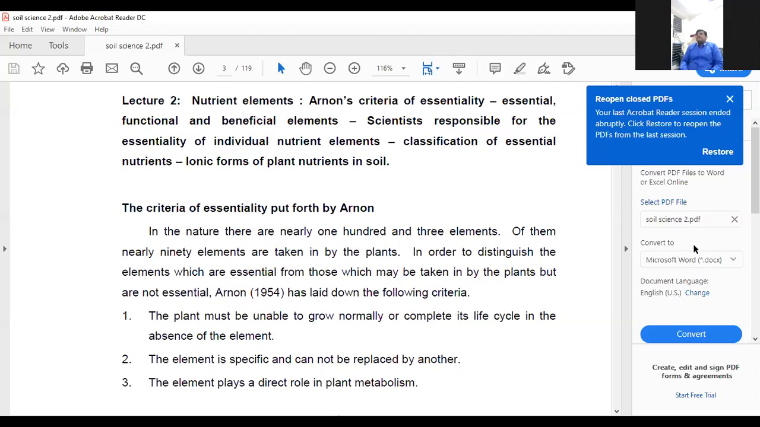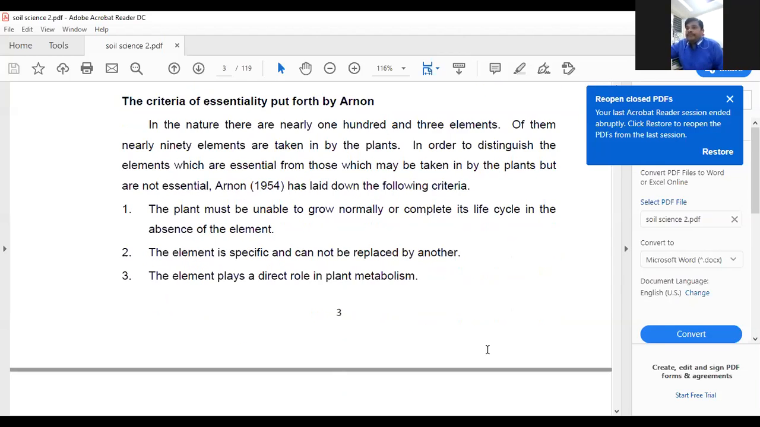These are the 3 criteria put forth by Arnon. It will be asked in your examination for 4 marks, and it is regularly asked in your final semester examination.